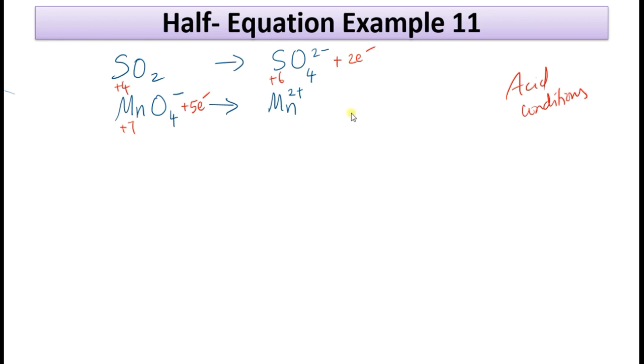So it is acid conditions. I've added the oxidation states of sulfur here, and you notice that this is losing 2 electrons, going from 4 plus to 6 plus, right? So that's done.